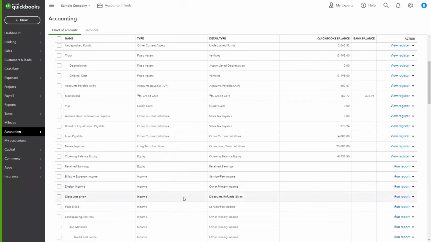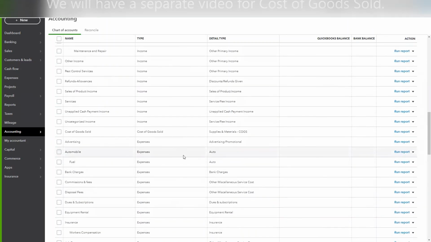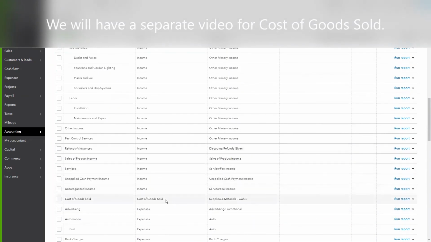Now we're ready for income. So income is industry specific. Our sample company here is a landscaping company. So a car dealership, a barbershop, a website developer, or a restaurant would all have unique income accounts. These would be vastly different than what you see here. All right, cost of goods sold. This is used by manufacturing companies primarily.